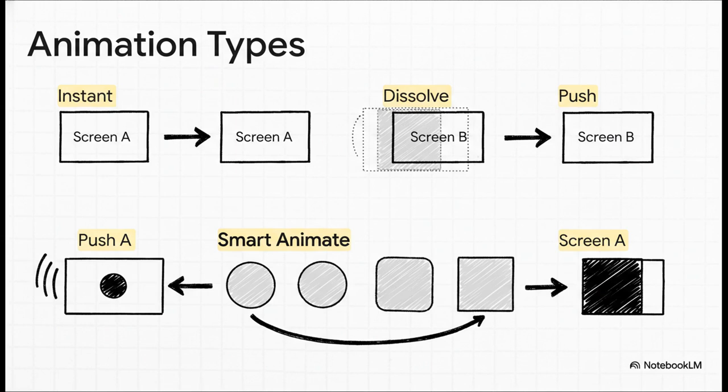But the real magic weapon here is called Smart Animate. If you have the same object on two different screens, but maybe on the second screen it's bigger or in a different spot, Smart Animate will automatically create this buttery smooth animation between the two. It's how you get those really high-fidelity prototypes that feel so polished and real.